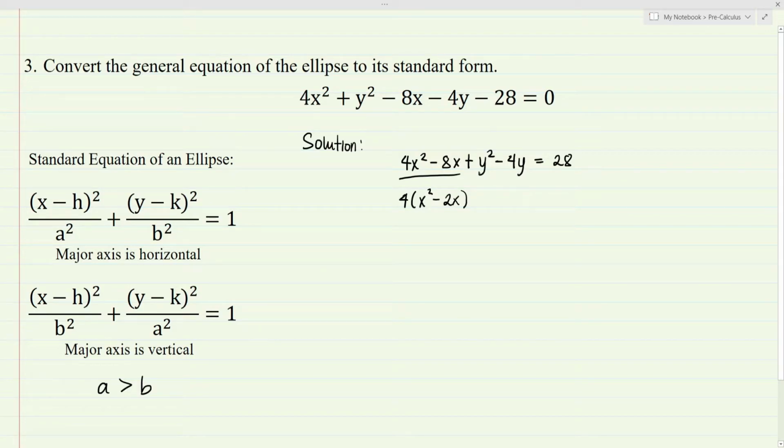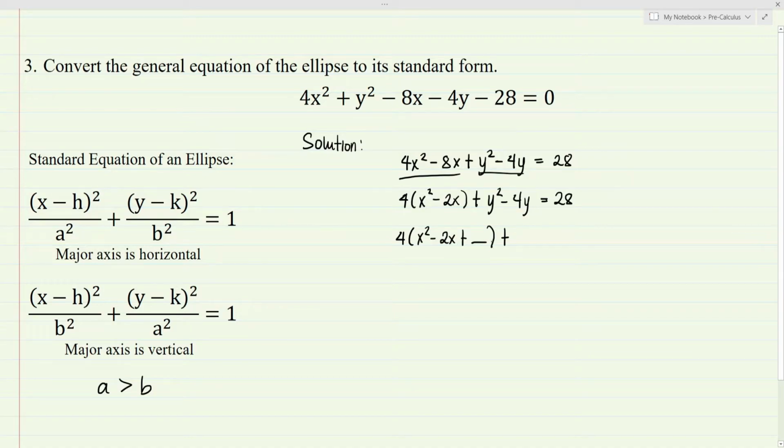And as for the second quadratic equation, we would not need to factor out the coefficient. So it will remain the same. I will have here y squared minus 4y equals 20. The next step here is, we can now perform the completing the square. In performing the completing the square, we must convert this one into a perfect square binomial by adding a constant term. So I will now have 4 multiplied by x squared minus 2x plus the constant term.